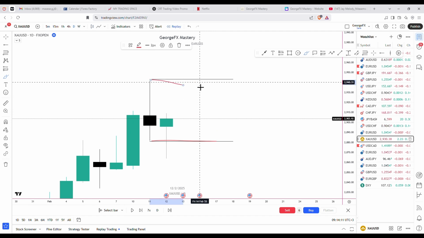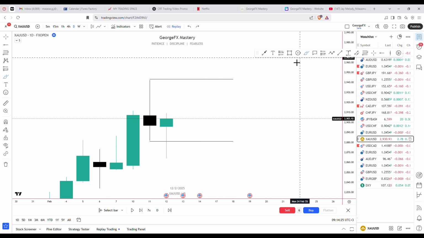By the way, I did this analysis early in the morning yesterday with my trading floor, as well as later in the evening with my students, just showing them how this model works easily.